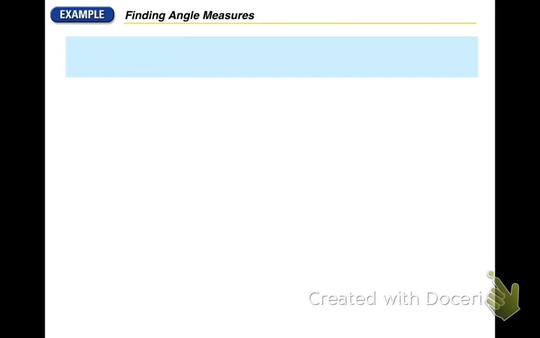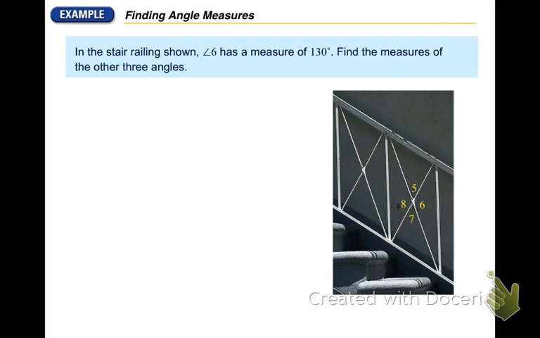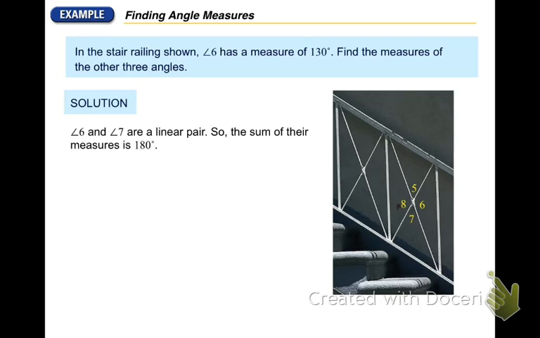Here's a diagram from an example. Angle 6 in the diagram has a measure of 130 degrees. Find the measures of the other 3 angles. One way to start out is looking at the relationship between angles 6 and 7. They're linear pairs, so we know that the sum of their measurements is going to add up to 180 degrees. We know that the measure of angle 6 is 130. With a little bit of subtraction, angle 7 has a measurement of 50 degrees.